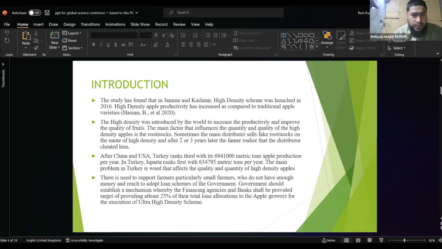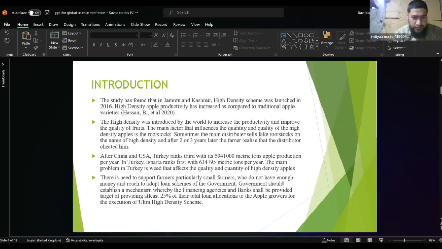In the introduction, the study has found that in Jammu and Kashmir, the high-density scheme was launched in 2016. High-density apple productivity has increased as compared to traditional apple varieties. High density was introduced by the world to increase productivity and improve the quality of fruits. The main factor that influences the quantity and quality of high-density apple is the rootstock. Sometimes a middleman distributor sells fake rootstocks in the name of high-density, and after 2 to 3 years the farmer realizes that the distributor has cheated him.